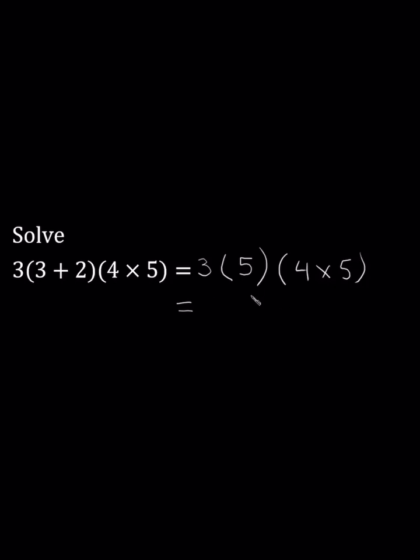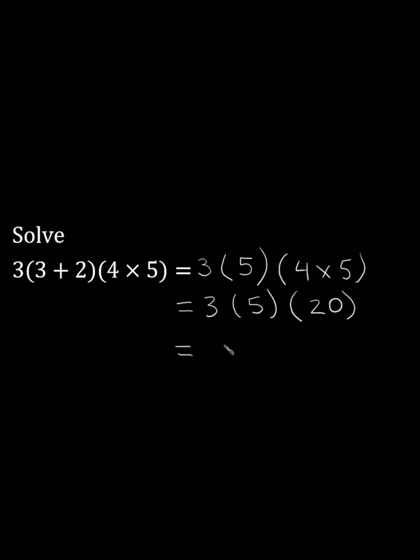So for our next step, we're going to solve the operation in the second parentheses. So we can just recopy the rest of our equation that we're not dealing with right now. So the second parentheses, 4 times 5. 4 times 5 equals 20. And we'll just leave that in the parentheses.